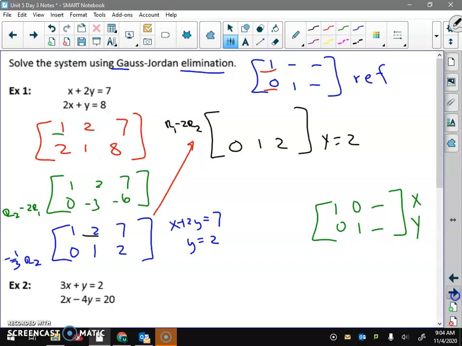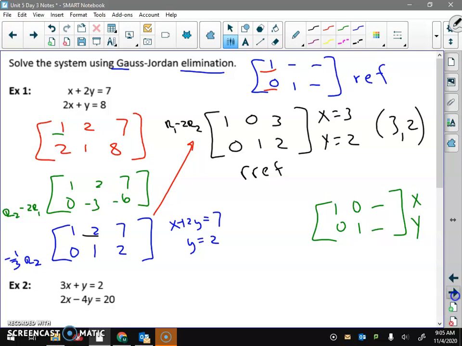1 minus 0 is still 1. 2 minus 2 times 1 is 2. 2 minus 2 is 0. Just what I wanted. 7 minus 2 times 2, 7 minus 4 is 3. Now it's in reduced row echelon form. Y equals 2, x equals 3. That's the ordered pair.